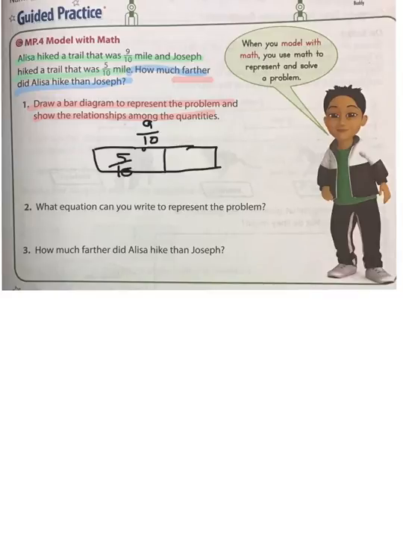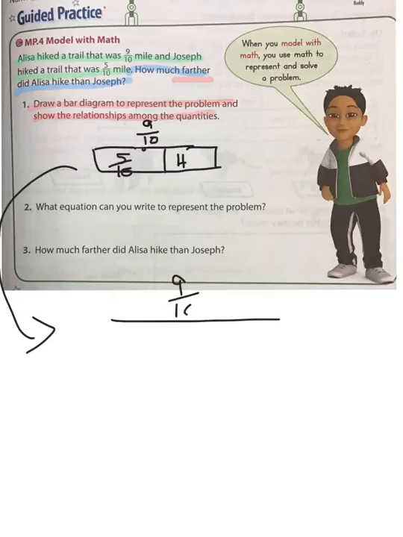I'm going to call it H for hike, so we don't know what it is. Now we're going to write our equation. I'm going to write it down here so you can see it, and I will draw the bar diagram down here too. So we have 9/10 here, and we have 5/10 here, and this is just our H, or our variable.